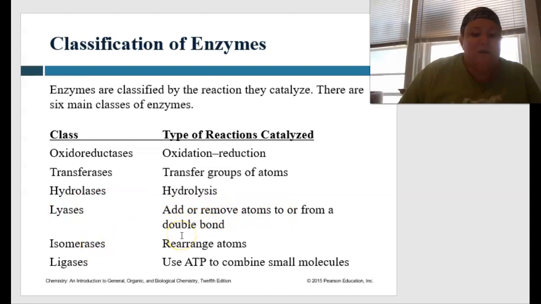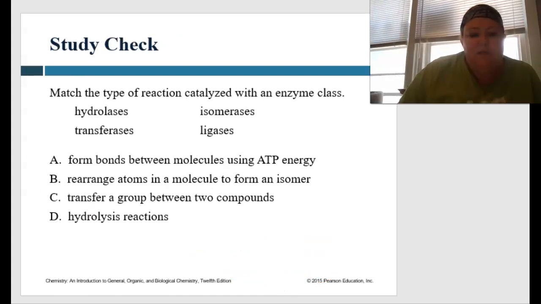Isomerases, remember the isomer is different rearrangements of atoms, so the isomerases are going to rearrange atoms, where ligases, to ligate means to glue together. And so you're going to use the ATP to combine the small molecules or ligate them together. So let's match the type of reaction catalyzed with the enzyme class. Pause me and come back.